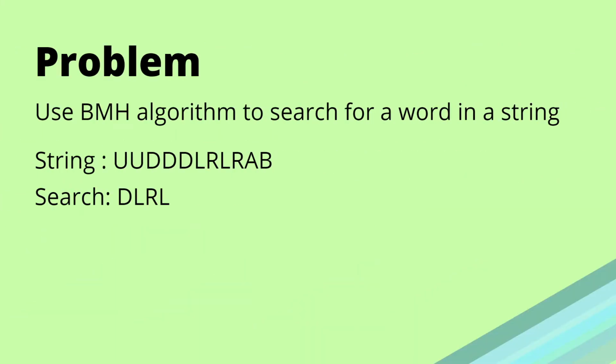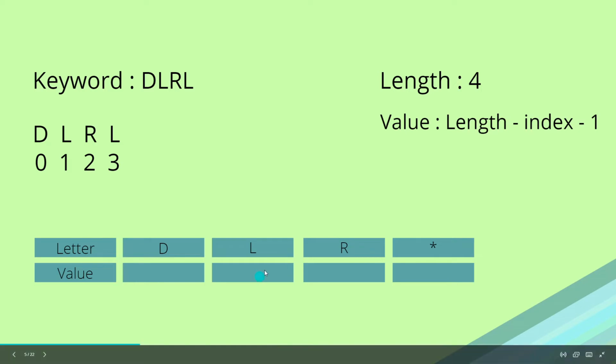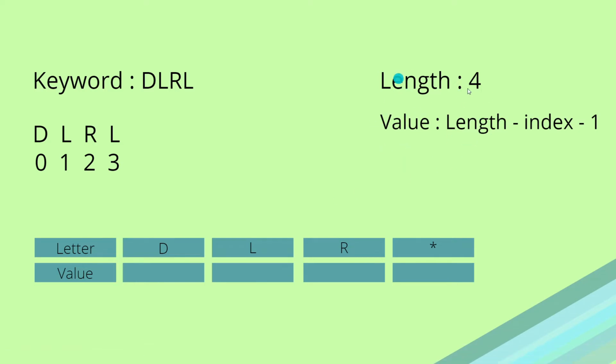We are using a problem or an example to better understand this algorithm. In this problem, a small string and a search keyword are given. For part 1 of the problem, we have to create a bad match table. And to create a bad match table, first we have to learn the formula for finding the value of a given character. The formula is length minus index minus 1 in general.